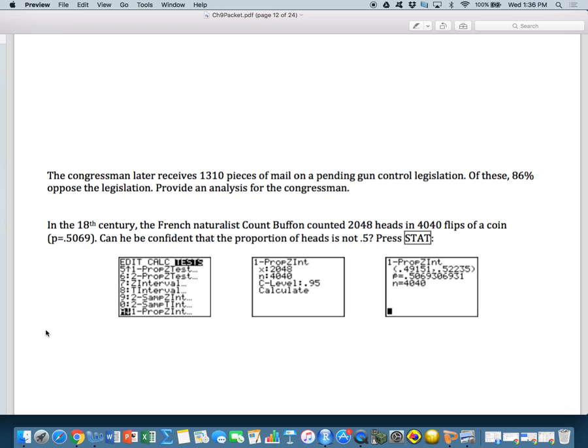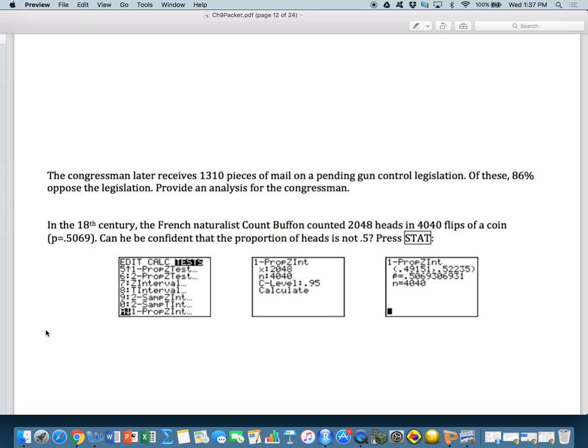Okay, your x value is the number of successes, so 2,048 heads, out of 4,040 flips, so that's n. C level is your confidence level. It doesn't say, so choose 0.95, and then hit enter, or hit calculate. And that's the interval that you should get. Okay, so the question originally posed is, can he be confident that the proportion of heads is not 0.5?